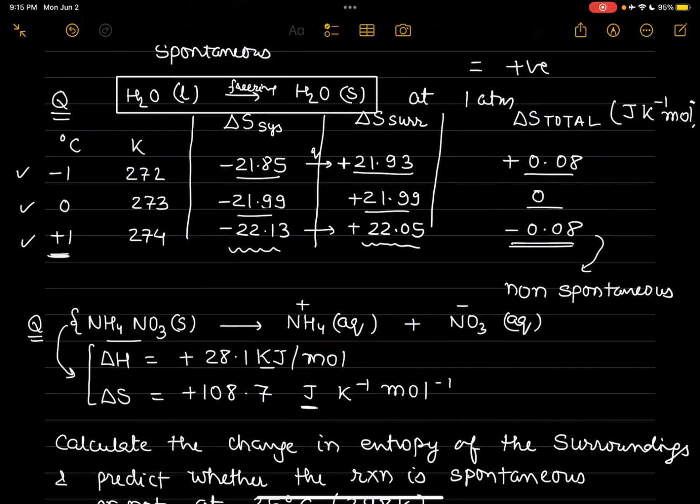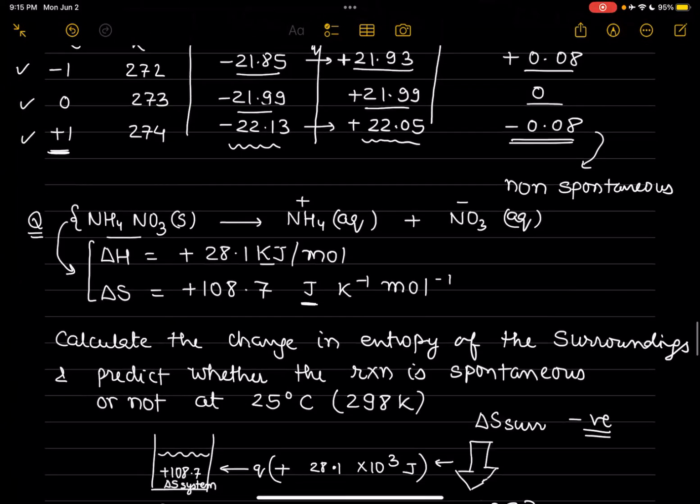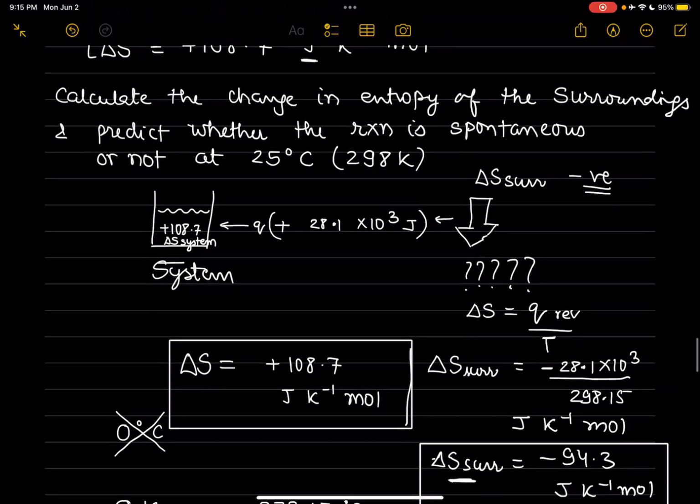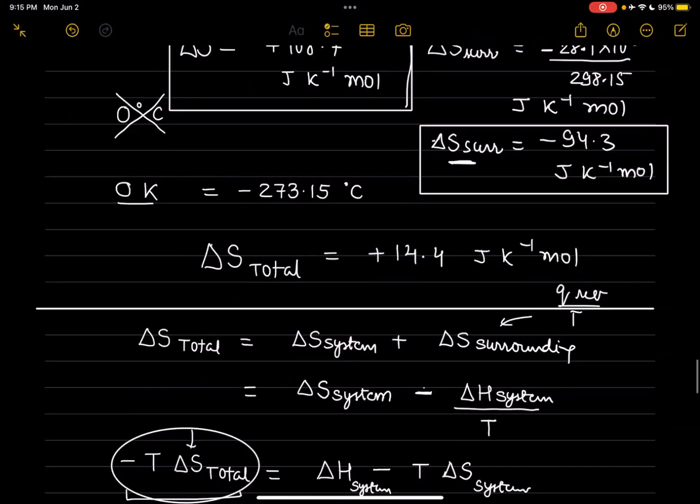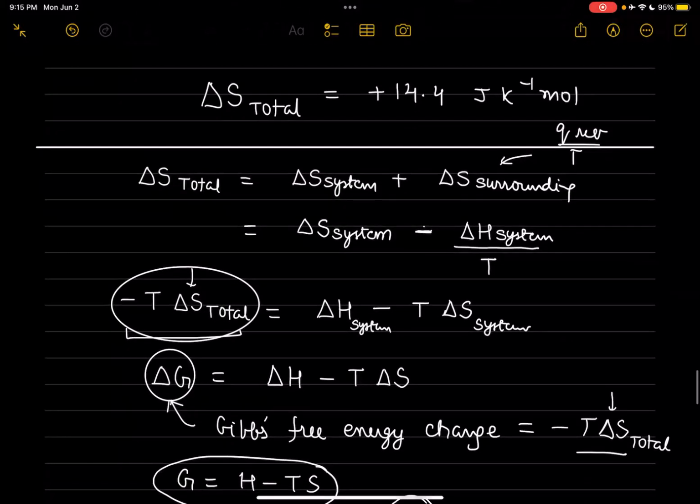You need to add up the entropy change for the system as well as for the surroundings to get the total entropy change and to know whether the total entropy change is increasing or decreasing. So this is what we have seen. But again, we discussed that you need to keep an eye on both the system and the surroundings.